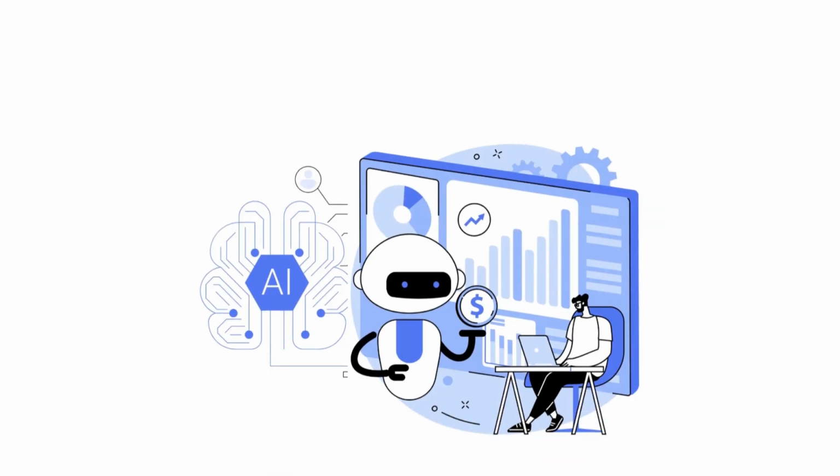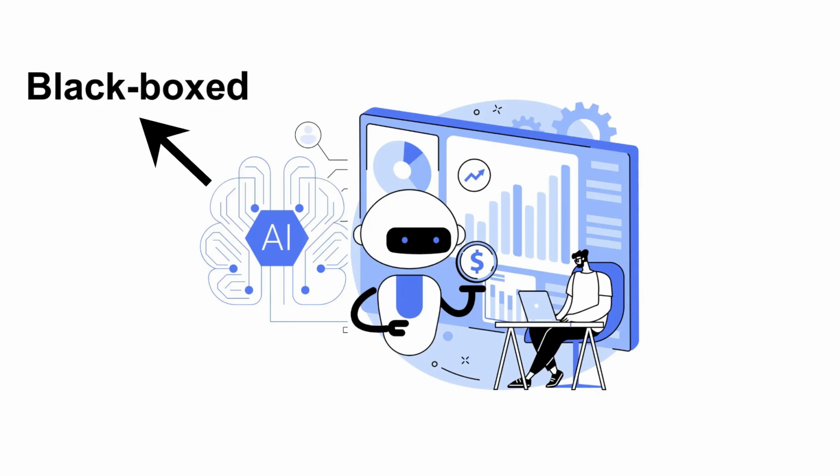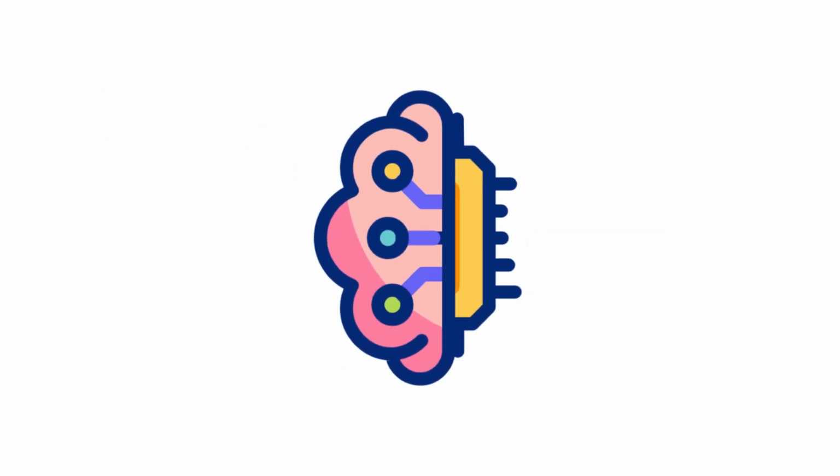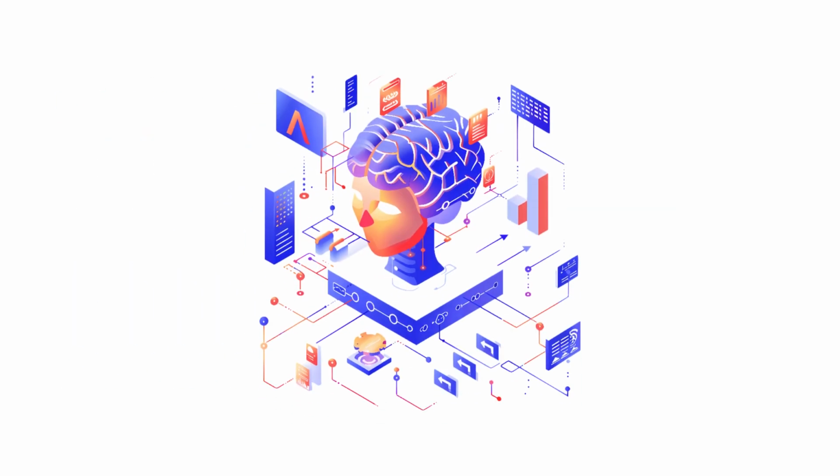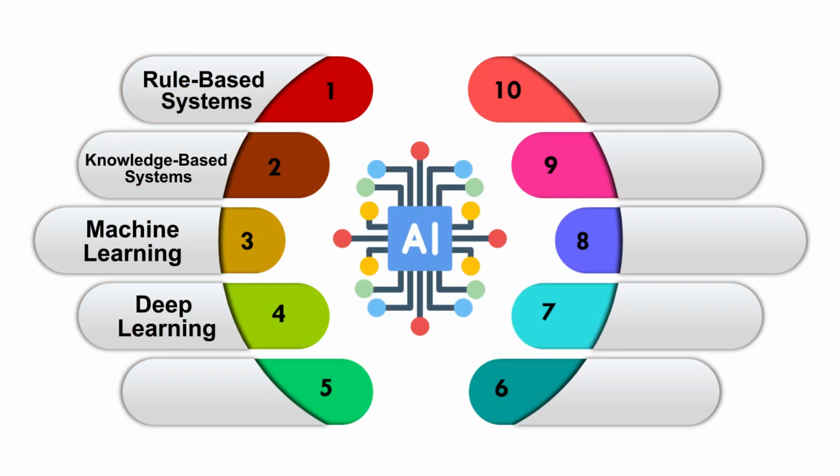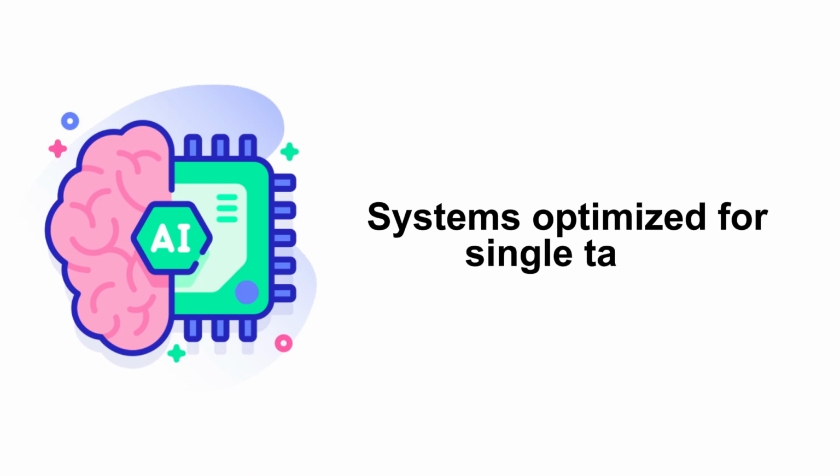Its drawback? Data hunger and opacity. Models grew powerful but also black-boxed, raising new challenges in understanding and trust. But even now, intelligence stayed boxed into narrow boundaries. Talking about narrow, Stage 5 was narrow AI, or systems optimized for single tasks.